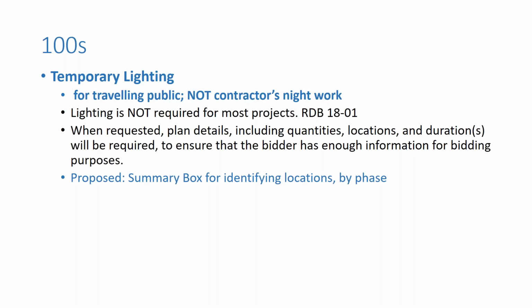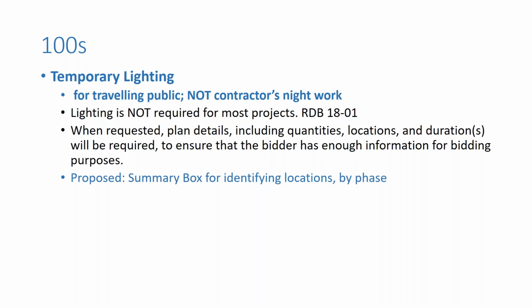Temporary highway lighting. This temporary lighting is for the benefit of the traveling public, the vehicles, and not for the contractor's night work. Per the bulletin that was issued in early 2018, lighting is not required for most projects. When the district determines that highway lighting is necessary, the plan details, including the quantities, locations, and duration, do need to be provided to ensure that the bidder has enough information for bidding purposes.